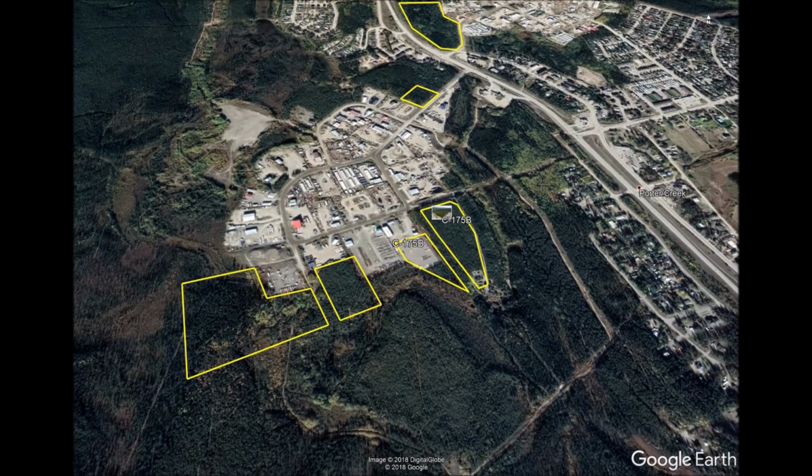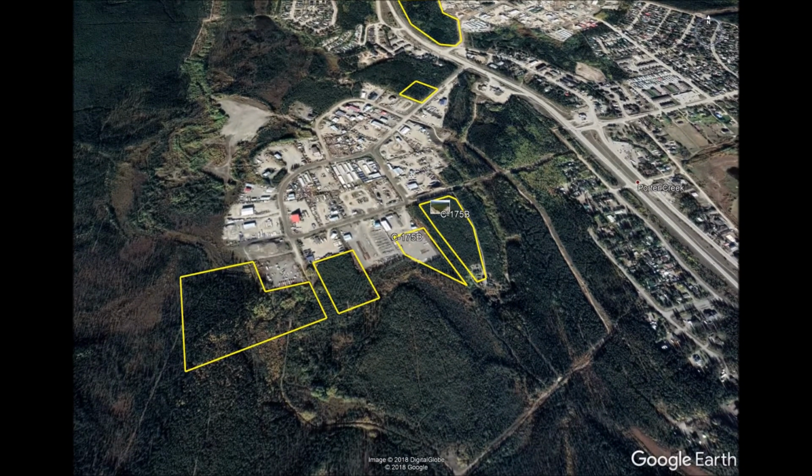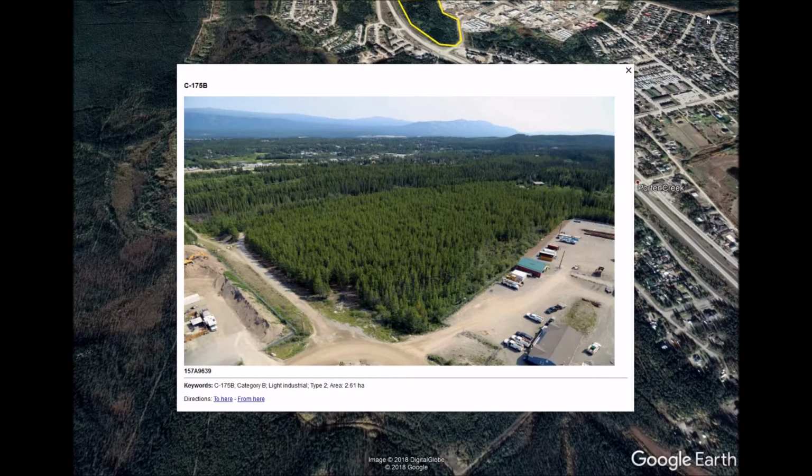Now we'll look at another one of Kwalundun's parcels within the subdivision, C175. And we'll fly in and take a look at a photo. It's a type 2 parcel, designated for light industrial use, category B, and has an area of 2.61 hectares. And another parcel that's very well located, lots of development potential for Kwalundun.